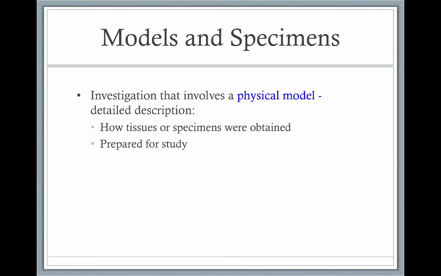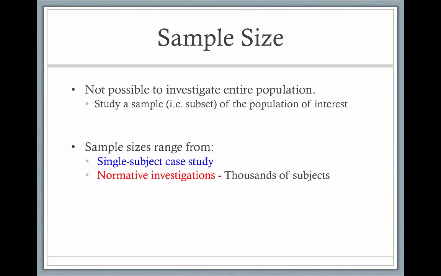If the investigation involves a physical model or specimens, detailed descriptions are also provided, how the tissues or specimens were obtained and how they were prepared for the study. The sample size is going to be provided. Remember, it's not possible to investigate entire populations, so we study a sample or a subset of the population of interest. Sample sizes can range from single subject case studies to normative investigations with thousands of subjects.